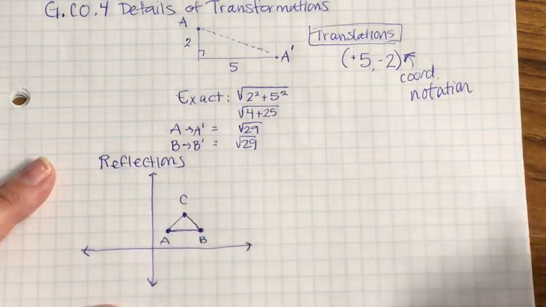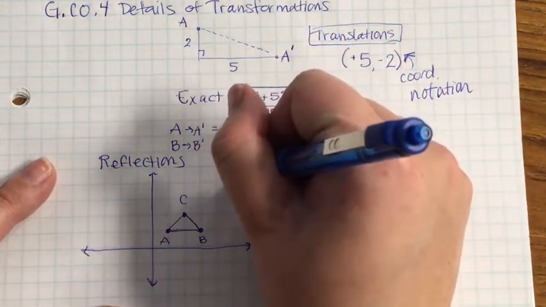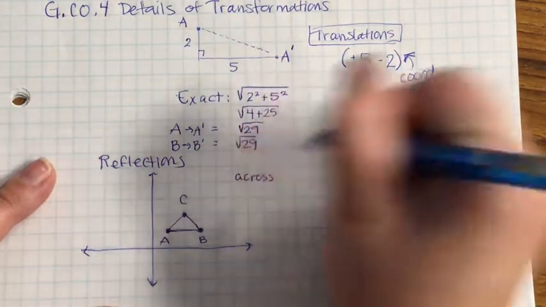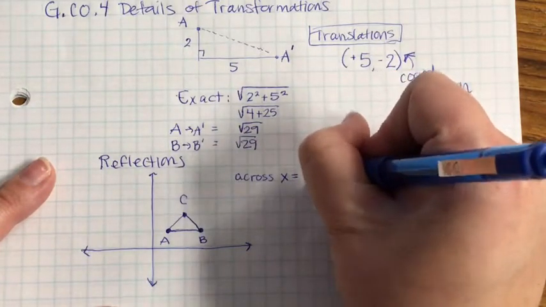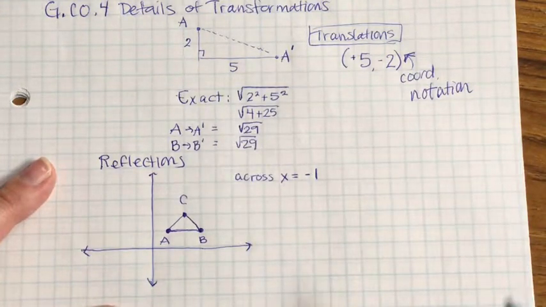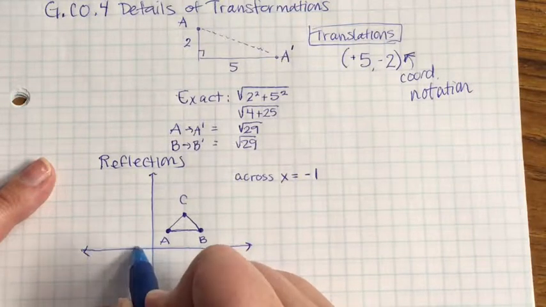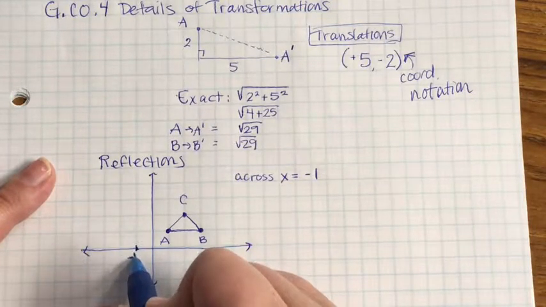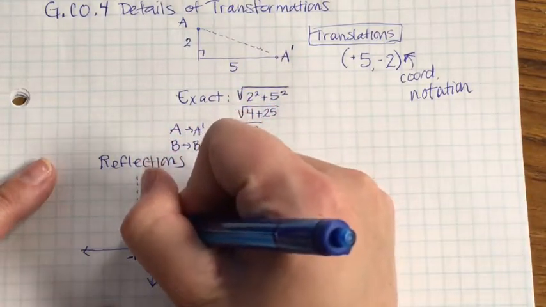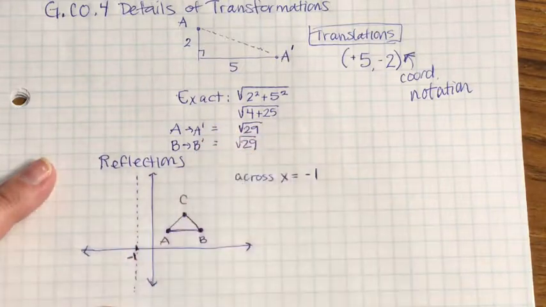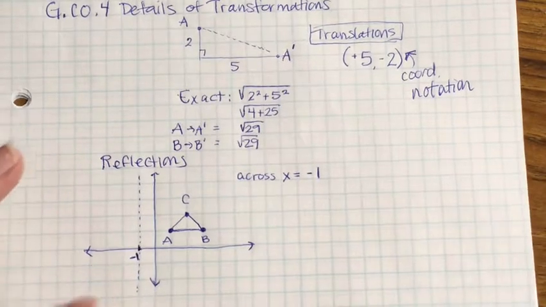And then it'll tell you something like, reflect that triangle across, and let's do an example of this, x equals -1. So on my x-axis, this right here is -1. How I graph the line x equals -1 is it would be a vertical line like this. And then there are these cool things that it follows.